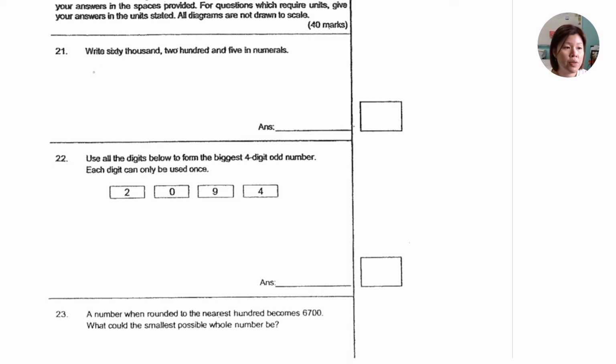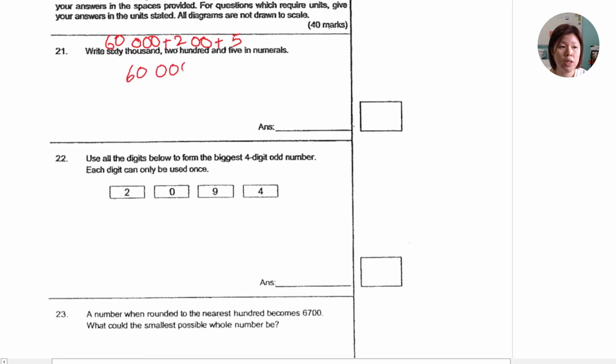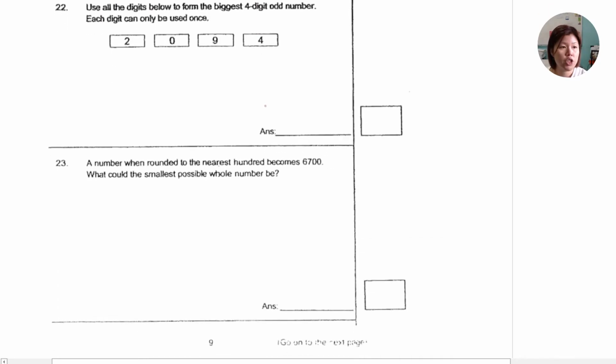60,205. So 60,000, we put 30 and we put the 60 on top. Okay, so 100 is 20 and we put the 2 on top. And 5 is just 5, so we put 5 here. So we just add them. You can do your working if you are not confident. And we just put them. Your answer will be 60205.